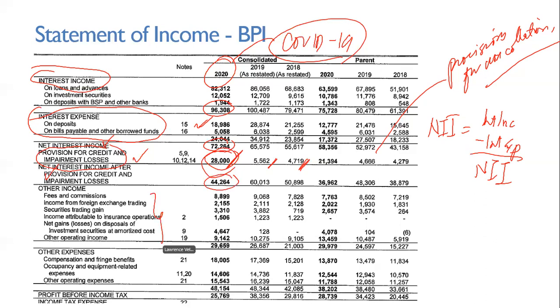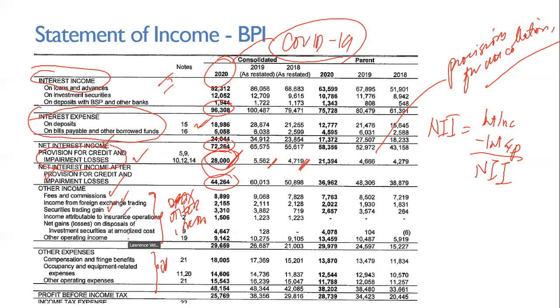And then these are the OPEX. Other income, sorry. Other income. These are the income that are not interest income by nature, like fees and commissions, like securities trading gains and losses. So when they buy and sell marketable securities or financial assets, income from insurance, etc.